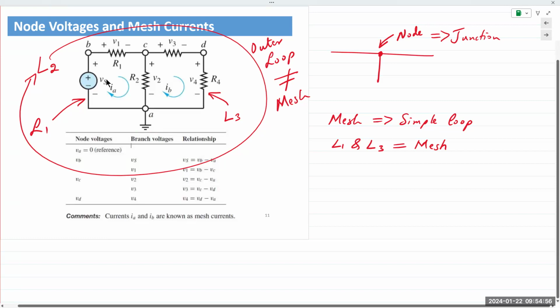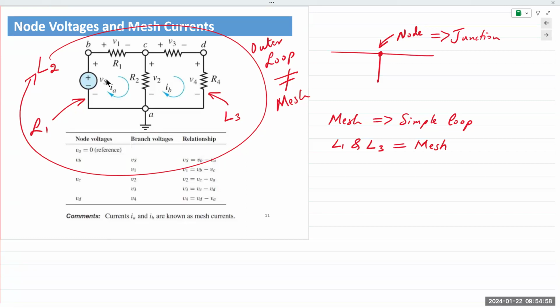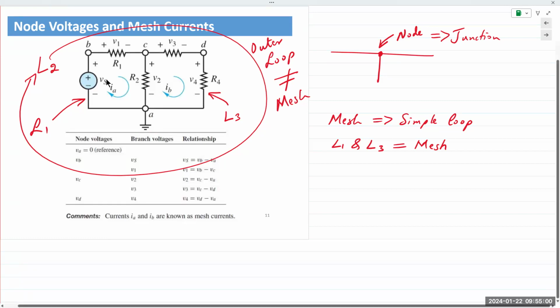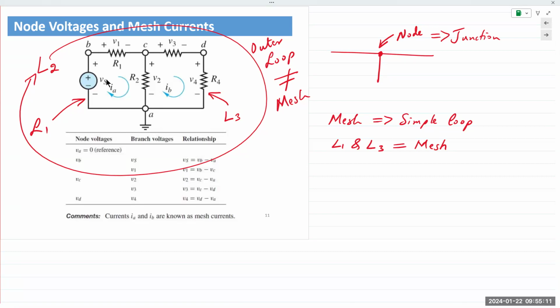So as I was saying, identifying meshes is easy. The first thing we want to do when we deal with these kinds of analysis techniques is to identify the nodes in the circuit and all the meshes in the circuit. In this case, we identified the meshes. Loop one and loop three are both meshes. In this case, they use A and B. Either way, it doesn't really matter what notation you give it. Sorry, we have three loops in the circuit, but only two meshes.